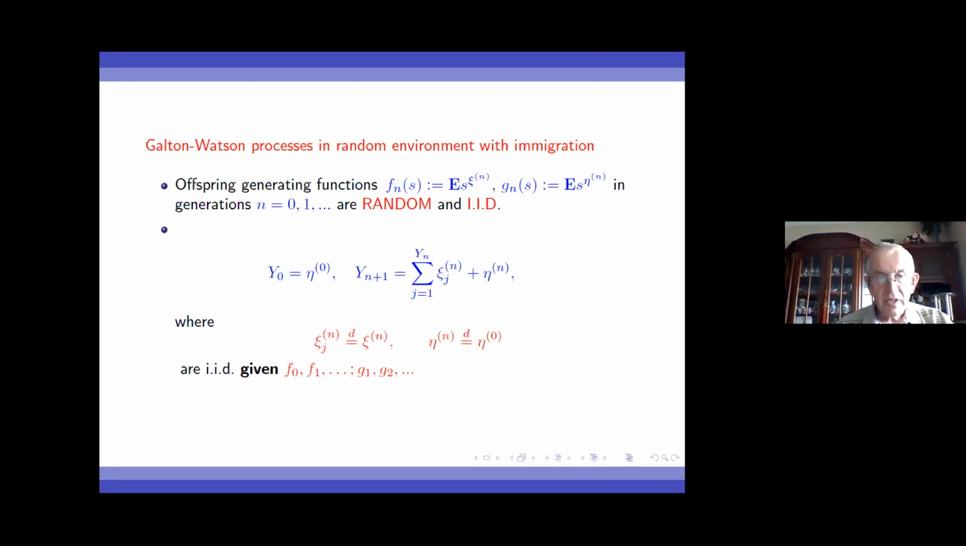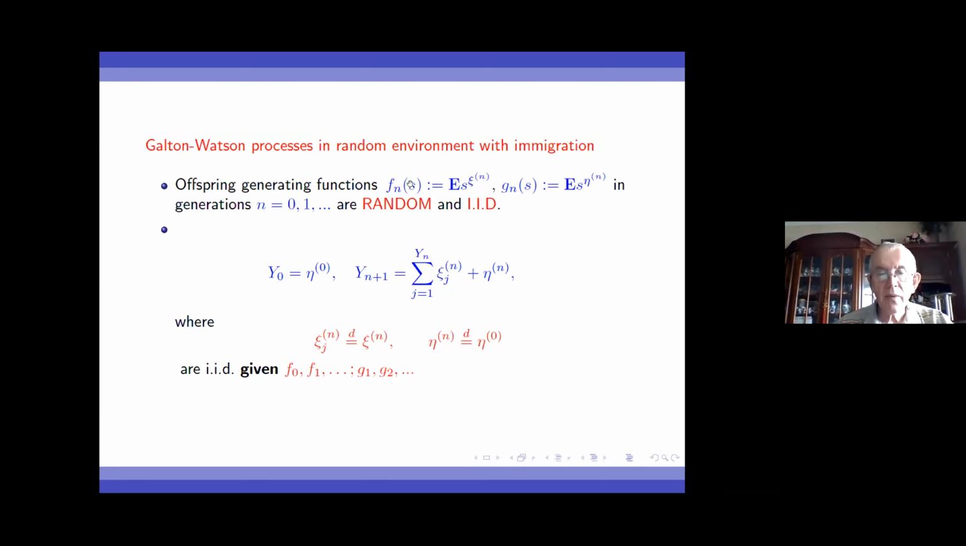In the case of a Galton-Watson process in a random environment, the probability generating functions of the number of children vary from generation to generation. Here is the notation: F_n of s is the generating function for the number of children of particles of the n-th generation, and this is the distribution of the number of immigrants.